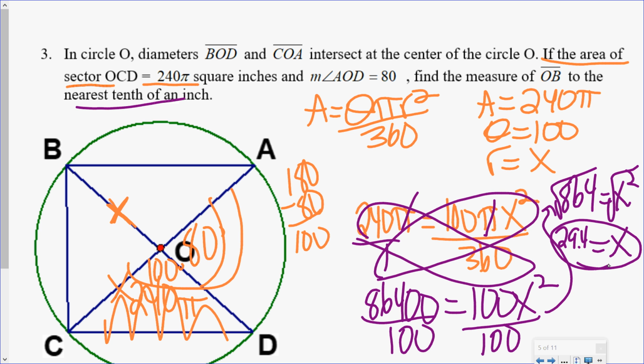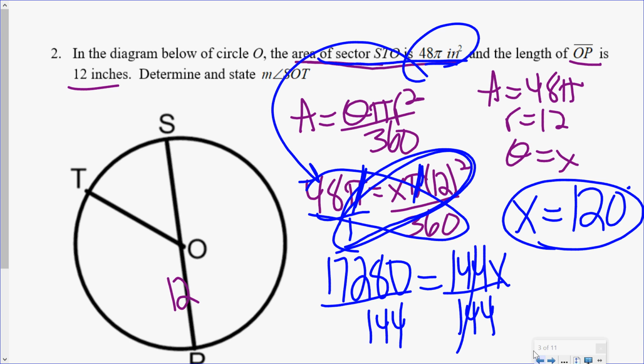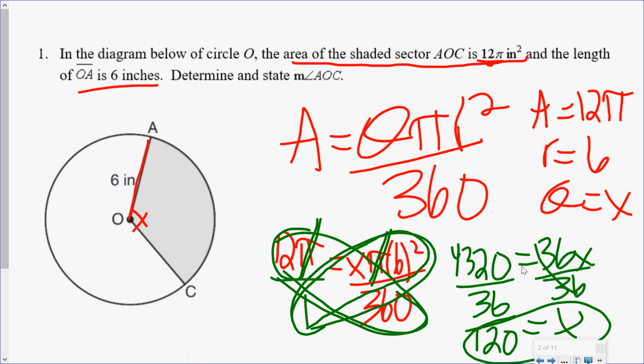That's it. So for area of a sector in general, A equals theta pi r squared over 360. If they give you the area of the sector, then you substitute that value in for A, and you have to do some algebra to find whichever variable you're trying to find. The pi's should cancel, and you're cross multiplying and solving when you're doing the algebra.